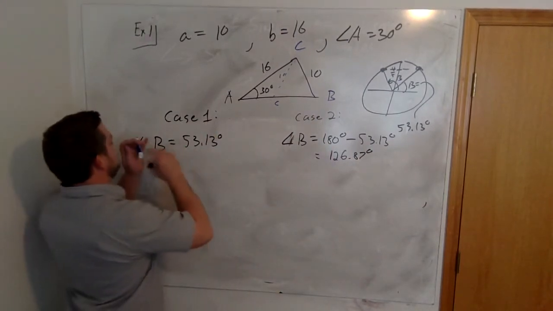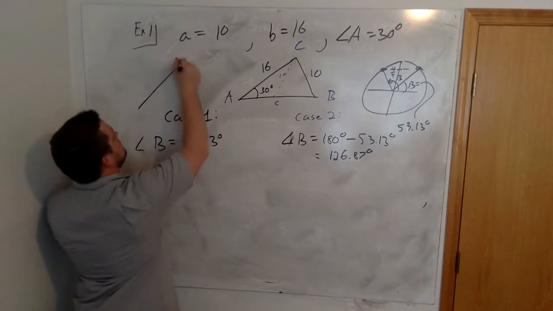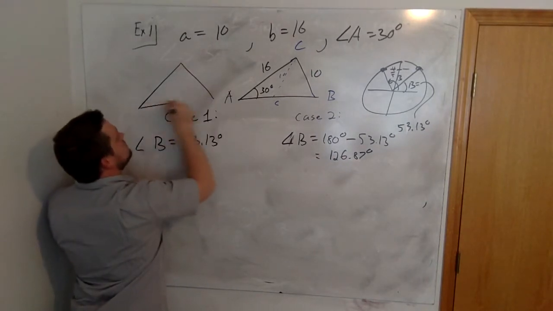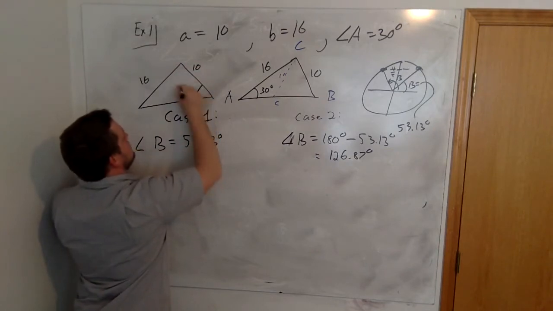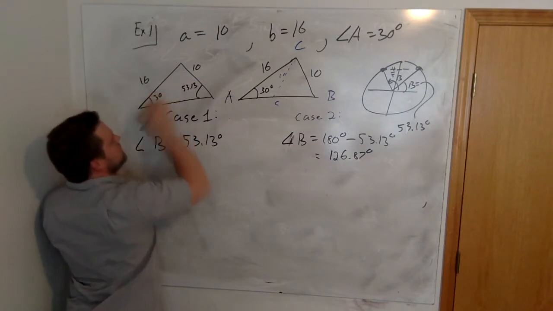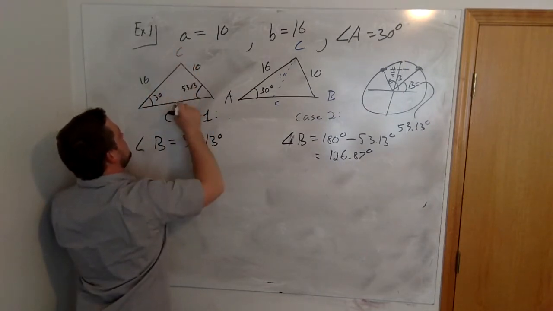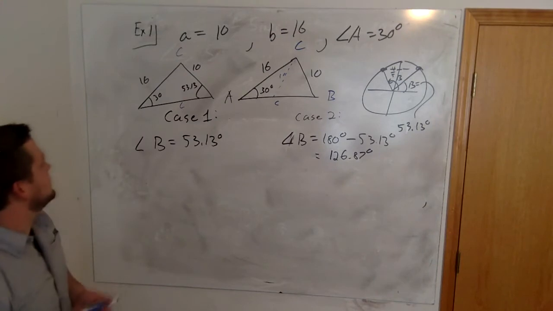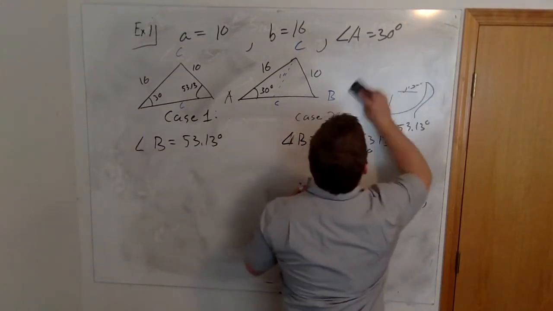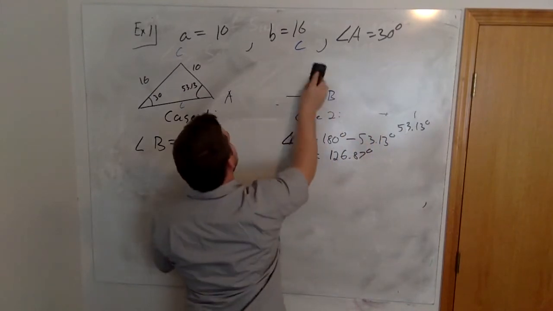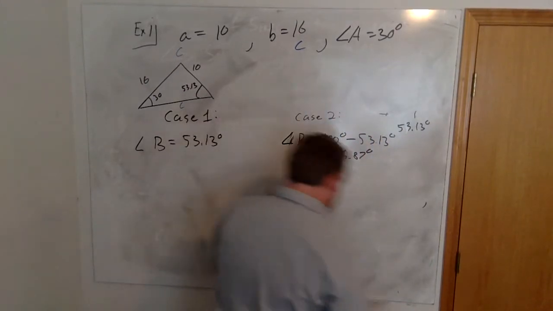Let's draw these. We have this case here. We have 16, 10. This would be 53.13. This would be 30. We still need to figure out angle C and side length C. Okay? We could have case 2 over here. Case 2 would be this triangle.